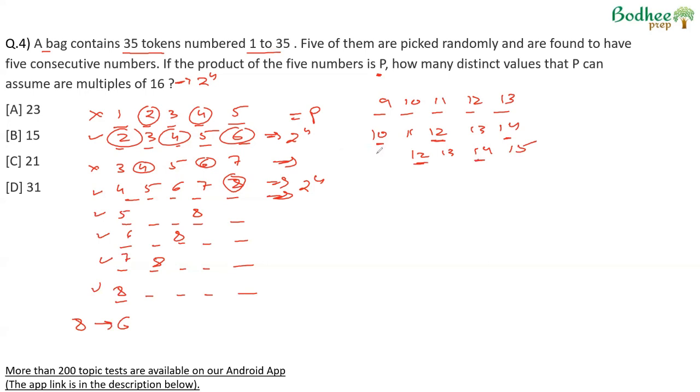This process will again repeat the moment we get 16. Of the next eight numbers, again, six of them will be multiples of 16. So what I'm saying is, out of eight numbers, when I say eight numbers, I'm saying the starting number of the five consecutive numbers, six cases are possible. So out of 32, 24 cases will be possible.